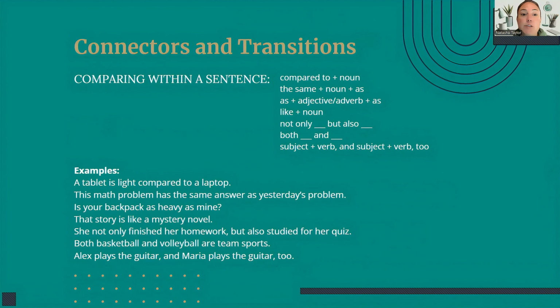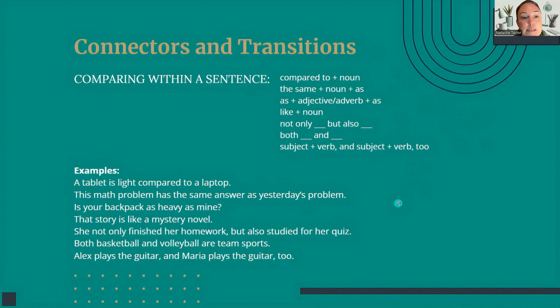So for connectors and transitions, sometimes we're comparing within a sentence as well. When we are doing this, here are some examples of the usage. We've got compared to plus noun, the same plus noun plus as, as plus adjective or adverb plus as, like plus noun, not only blank but also blank, both blank and blank, or subject and verb, comma, and subject and verb, comma, too. So these are the formats for when you're comparing within a sentence.